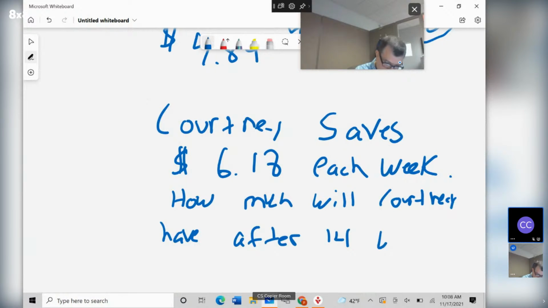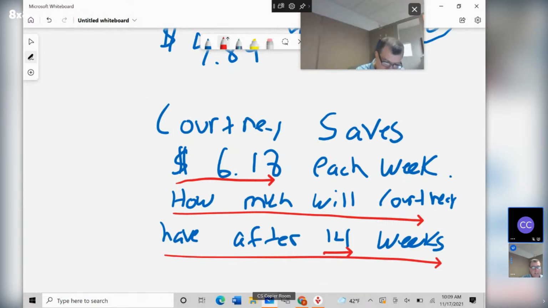14 weeks? Okay, so some important figures here. So she saves $6.18 a week, and it asks how much will she save after 14 weeks. So if you know she's saving $6.18 a week, it's going to be a multiplication problem, and we're going to basically multiply the savings each week times the number of weeks. So it's $6.18 times 14.